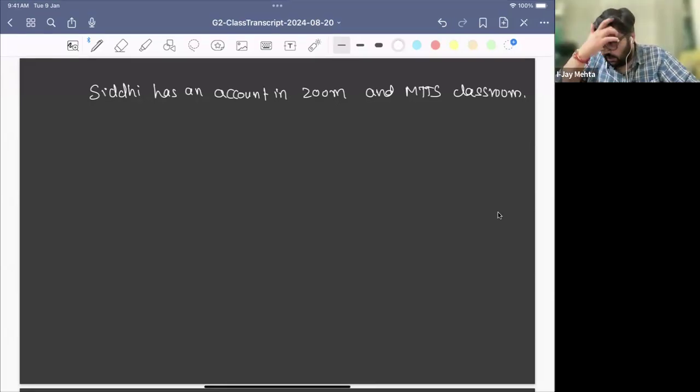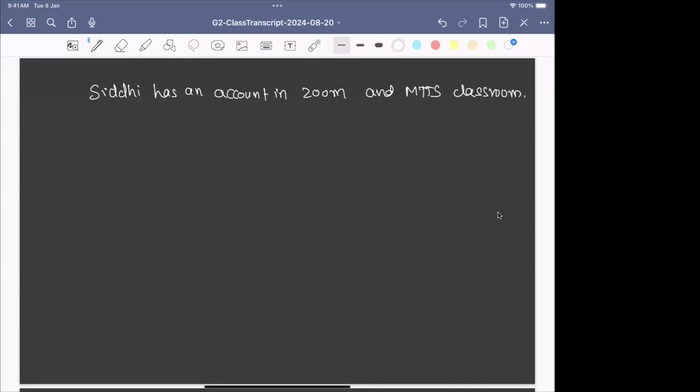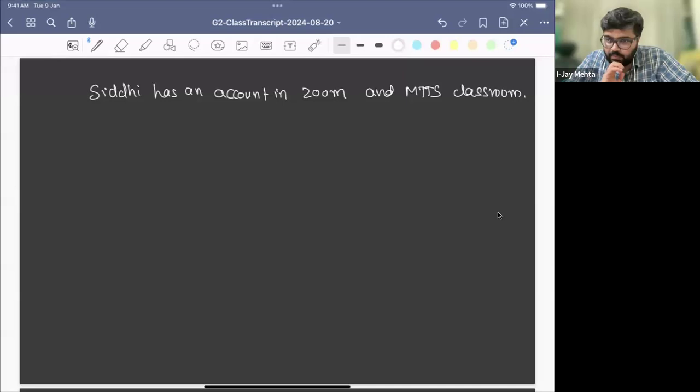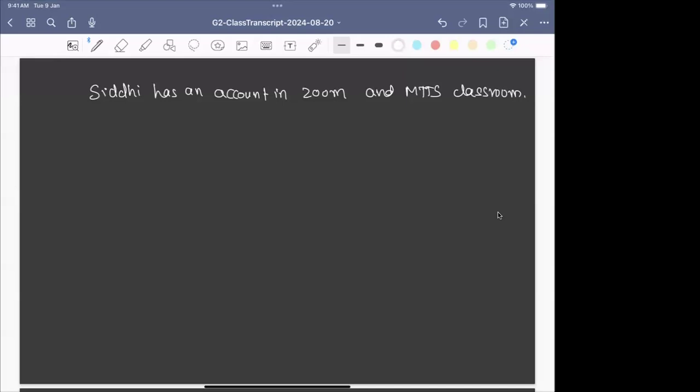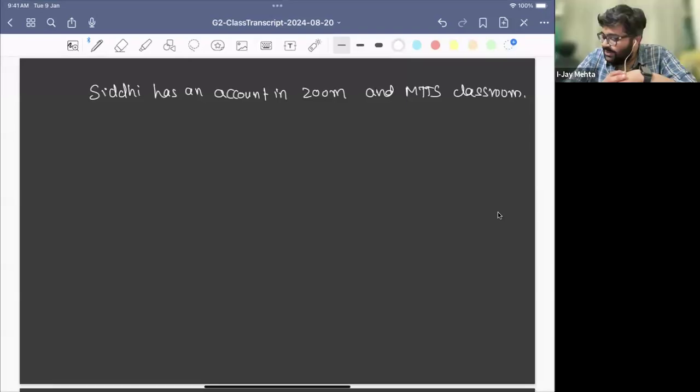Siddhi does not have an account in Zoom, or she does not have an account in MTTS classroom. Okay, room number 3, Pritika, same answer or different answer? Yes, sir. Same answer. Tanya? Yes, sir, same, but we can also say that she will not be in G2.